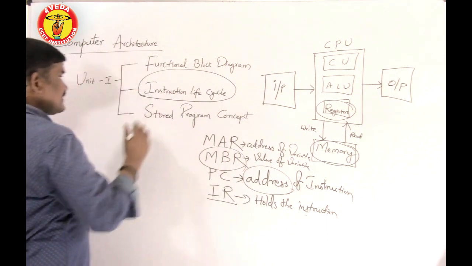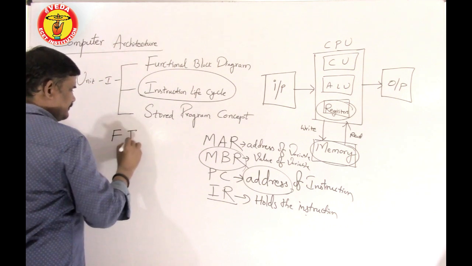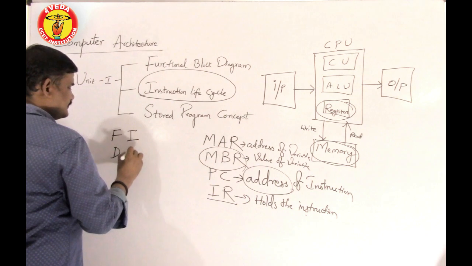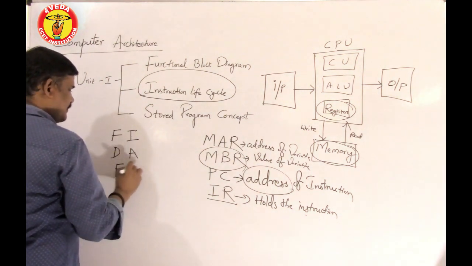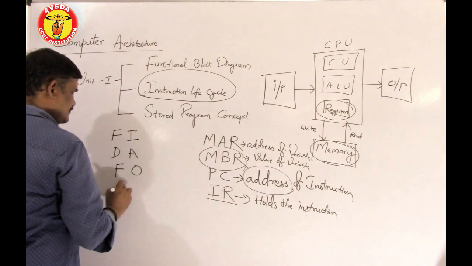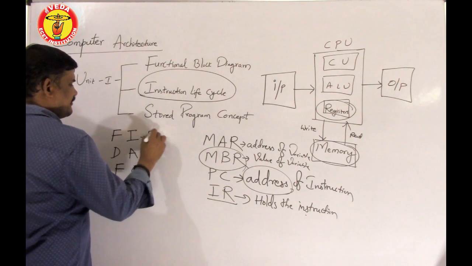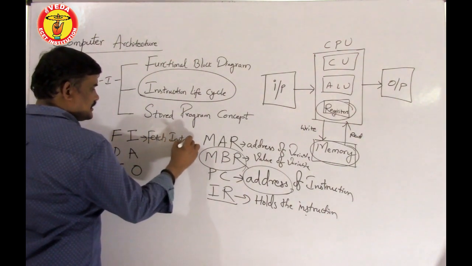The instruction life cycle has different phases: fetch instruction, decode the instruction and calculate the effective address, fetch operands, and execute. These are the four important phases. FI means fetch. Fetch means reading. Fetch instruction.